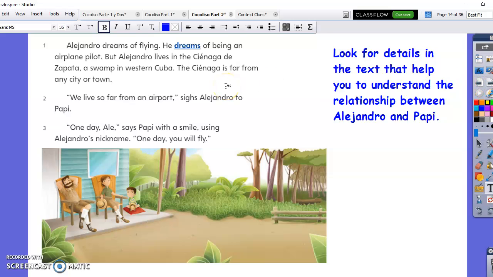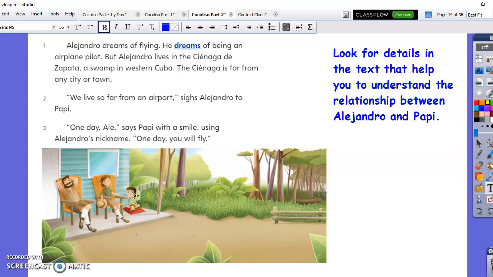Yesterday in the video, we went over just looking for details to help us understand what kind of a relationship that Alejandro has with his father, with his parents. We know he spends a lot of time out here with his parents, or rather his parents spend a lot of time with him. They teach him a lot of things about what they know because they work as park rangers in this national park.